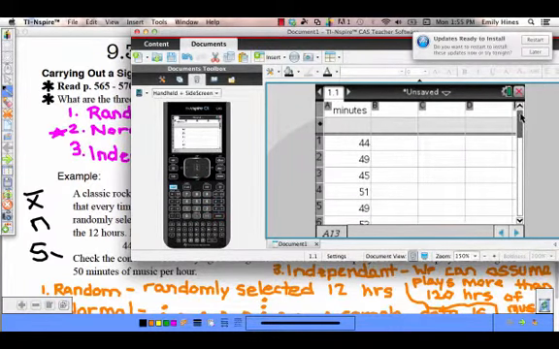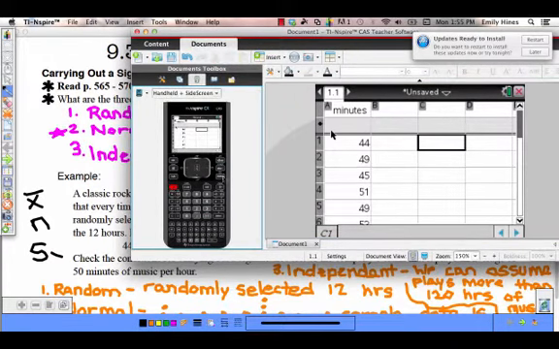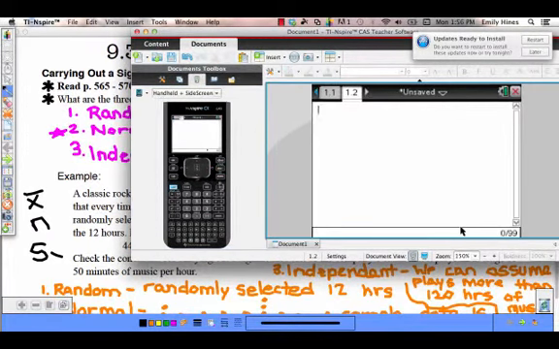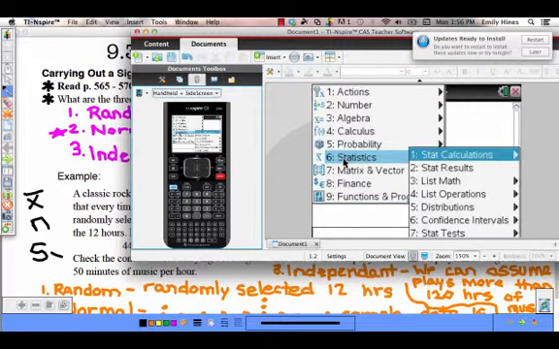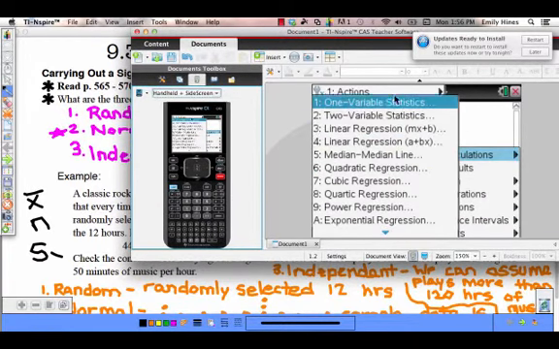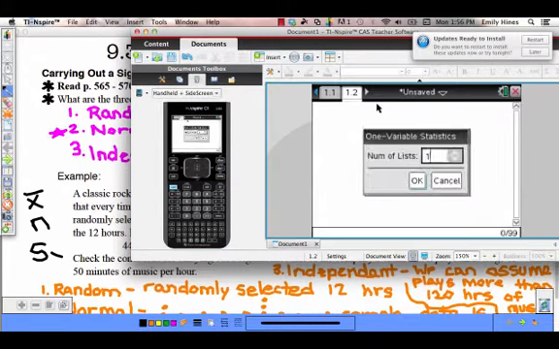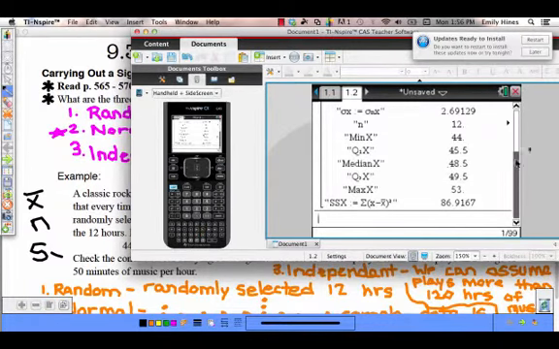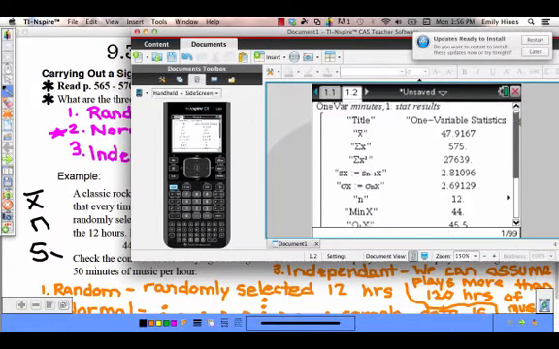And then I can come over here somewhere into the white area, or I can add a new page. And let's just go ahead and add a new page. So Control Doc. And I'm just going to add a calculator page. Menu, statistics, stat calculations, one variable statistics. I only have one list, and my list was minutes. That was the name of my variable. All of the rest of this will stay blank, and there it runs all of my stats for me.